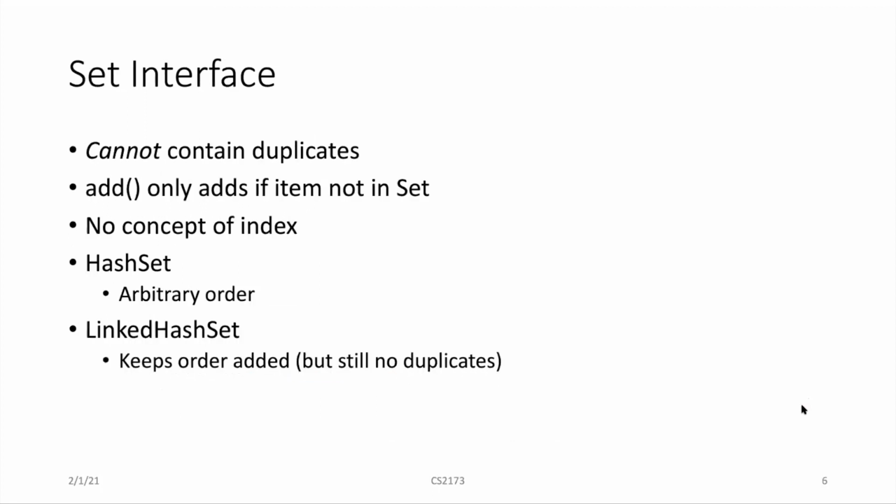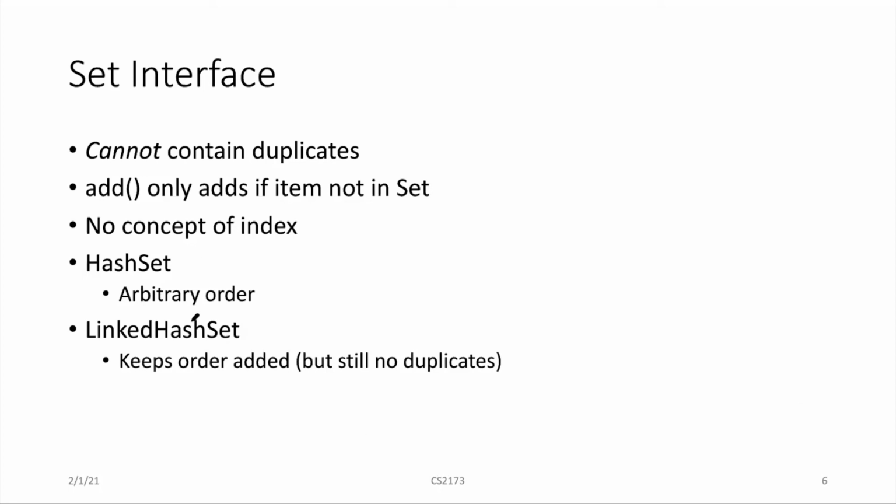Okay, the set interface cannot contain duplicates. So add can be confusing, because if I try to add something, it will only add it if the item is not in the set. If the item is already in the set, it will not add it. There's no concept of index.